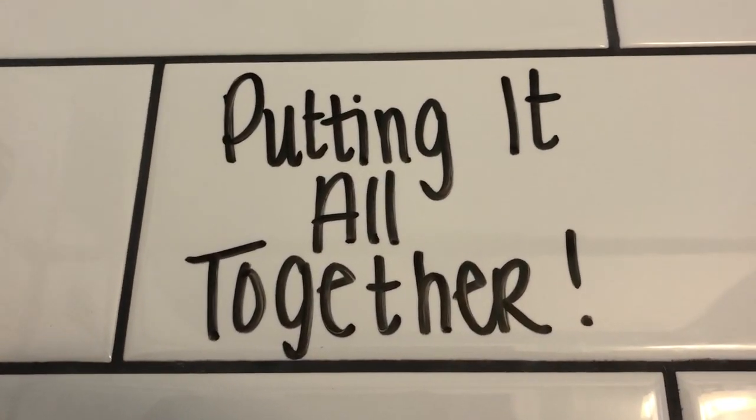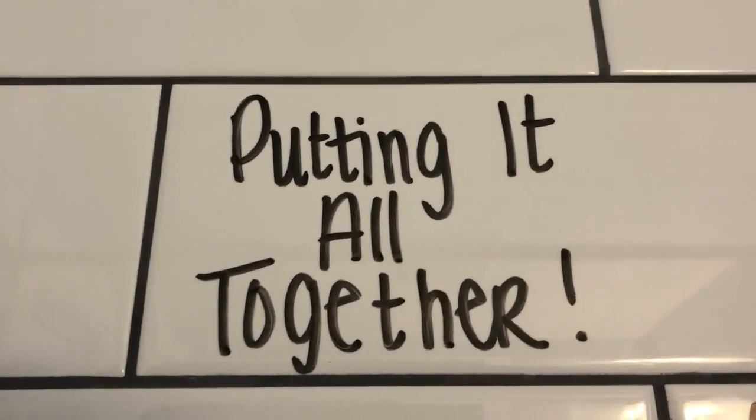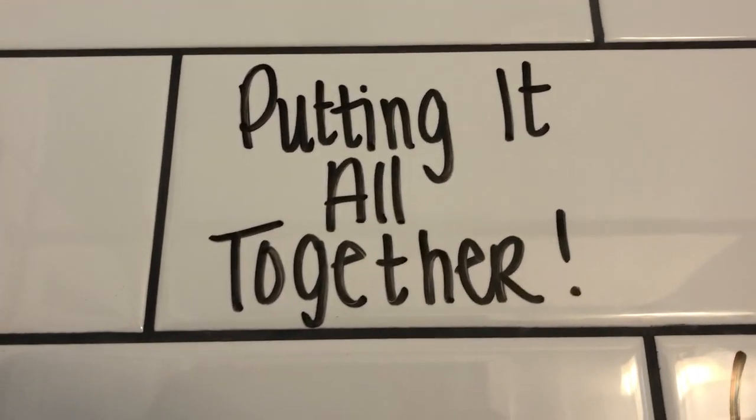Today's video is going to be putting it all together, meaning when I have a problem where I need to simplify using more than one rule. How do we go about doing that?